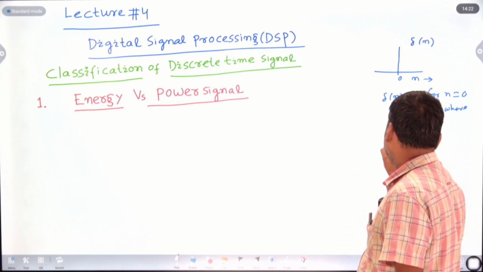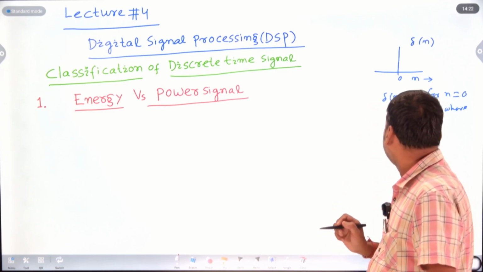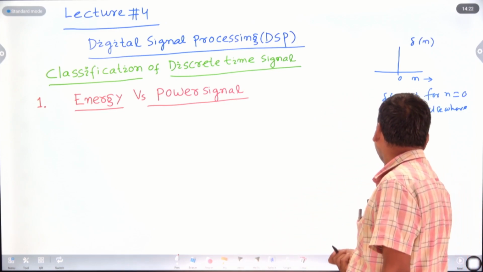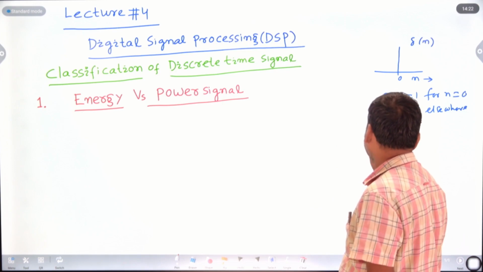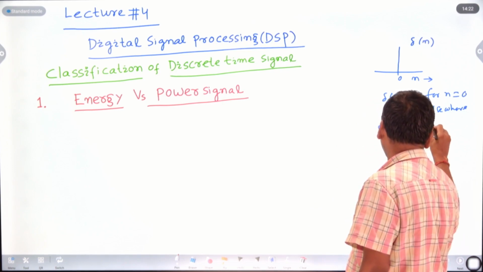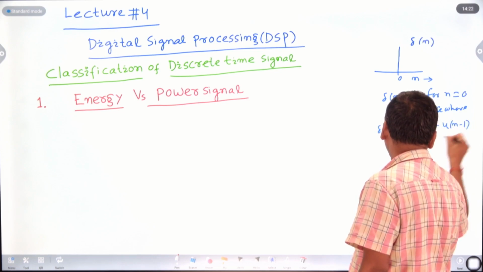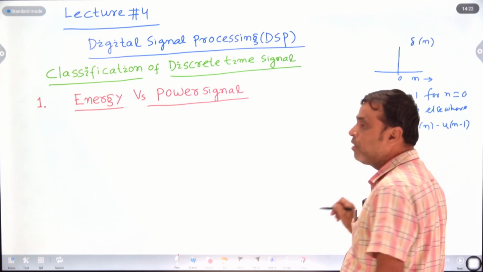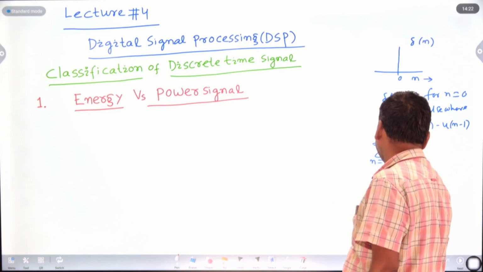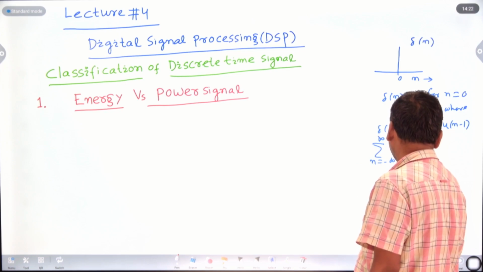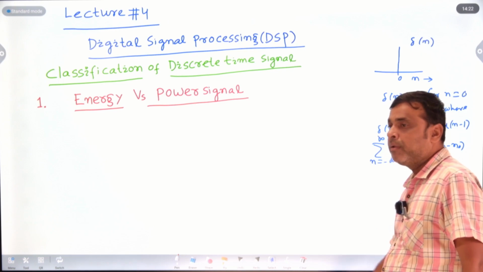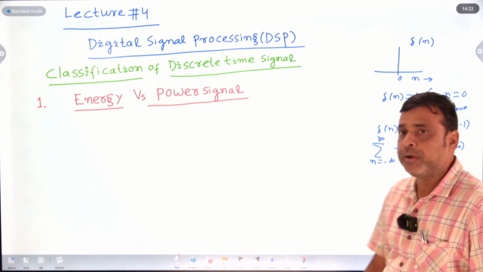Then I told you the properties of the impulse sequence. The first property is that delta of n is nothing but u of n minus u of n minus 1. Another property: the sum over n equal to minus infinity to infinity of f of n into delta of n minus n naught. This is the shifted impulse sequence.